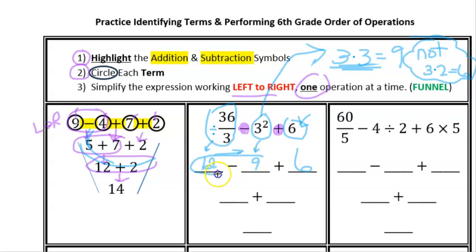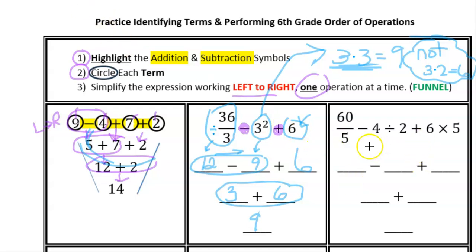We're going to make sure we subtract this first. 12 minus 9 is 3. The plus 6 we're not going to do yet, even though I know you could probably do all this row in your head. We're going to do one at a time. Subtraction first, left to right, and then add last and for your answer of 9.